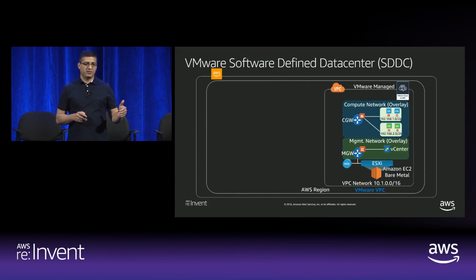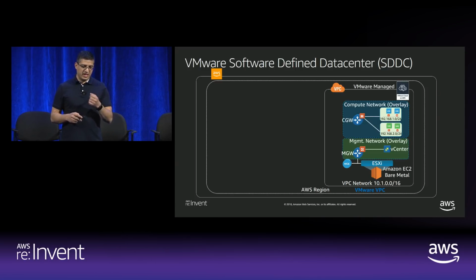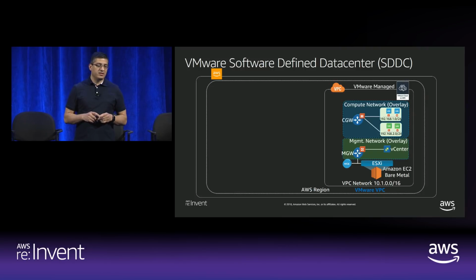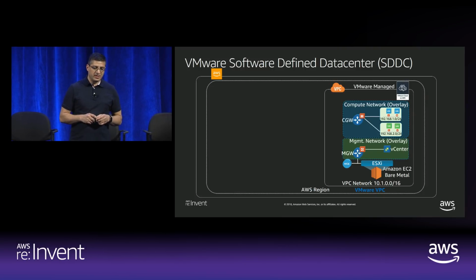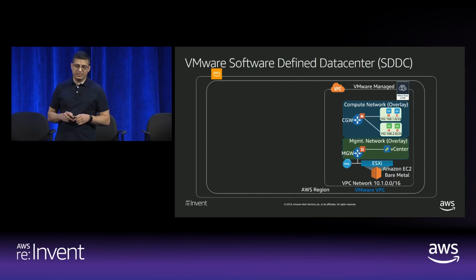The second type of overlay networks are the compute networks. This is used to provide connectivity to your VMs. When you create a VM, you connect it to a network that resides on the compute networks. This one is managed by a different NSX component called the Compute Gateway, CGW. We call it CGW for short.